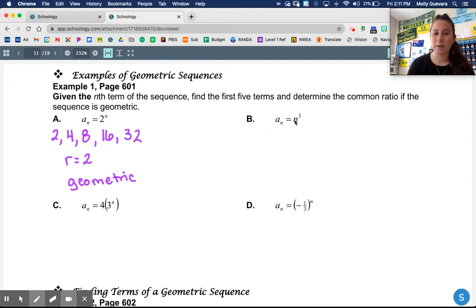Okay, so for B, if I plug in 1, 1 to the third is 1. 2 to the third is 8. 3 to the third is 27. 4 to the third is 64. And 5 to the third is 125. So a couple things. One, the n is not up in the exponent. Here I'm not multiplying by the same number every single time. So this is not geometric.